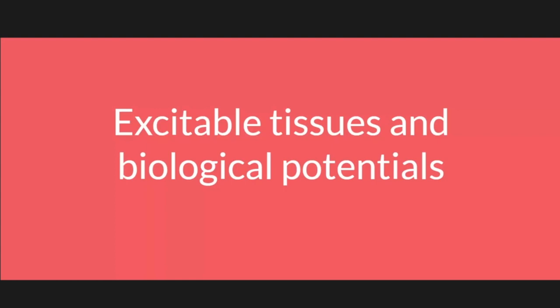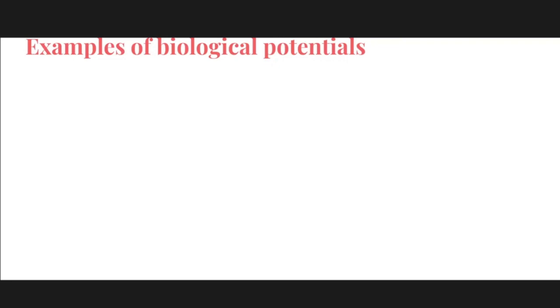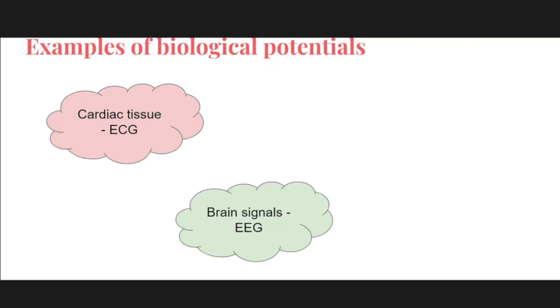How are we going to relate this to the patient, and which kind of tissues can be measured in terms of excitable tissues? Can anyone give me any examples of a biological potential, or tissues in which an electrical impulse can be transmitted? Yeah. So heart, cardiac tissue, by ECG; brain signals, EEG; and the final one is muscle tissue, EMG.